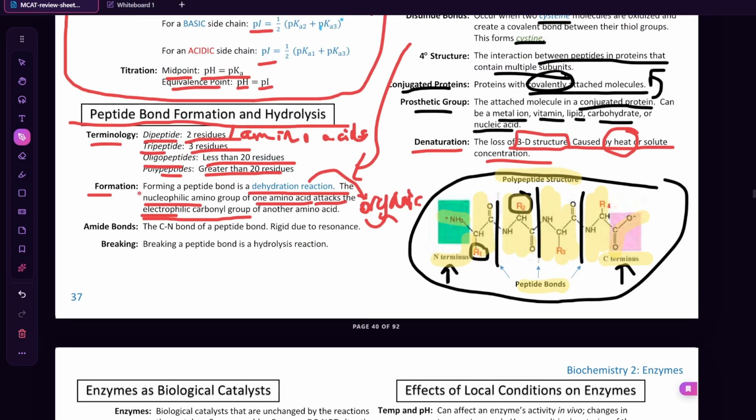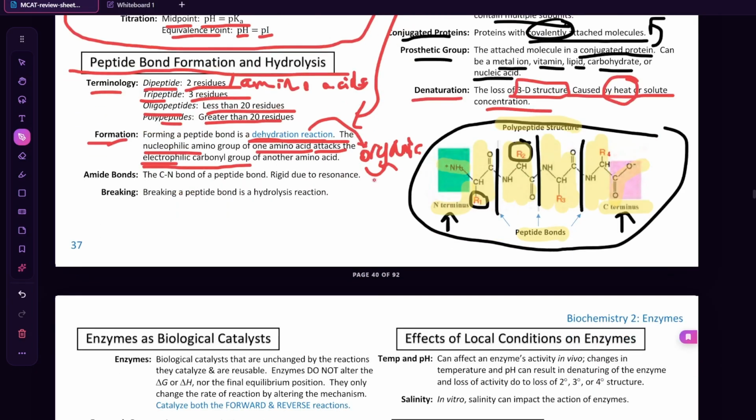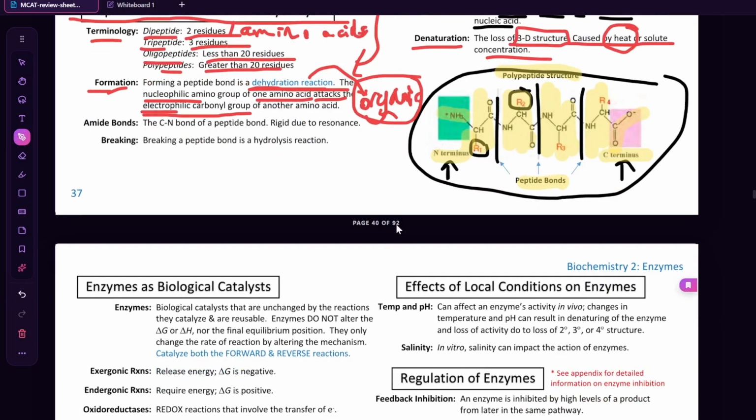But in terms of amino acids, what you have to know is that forming a peptide bond is due to this dehydration reaction. How that dehydration reaction works will be in your organic chemistry book and review, which I'll be making a video on soon. Peptide bonds look like this: a carbon bonded to an N. A peptide bond is rigid due to resonance.